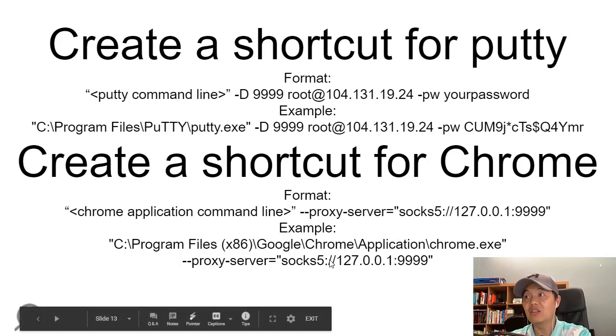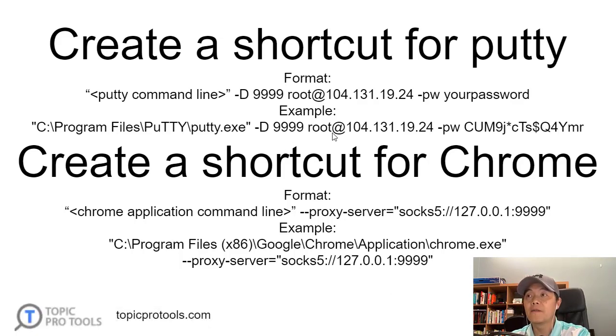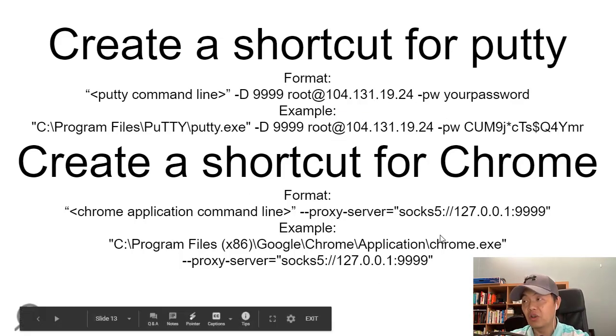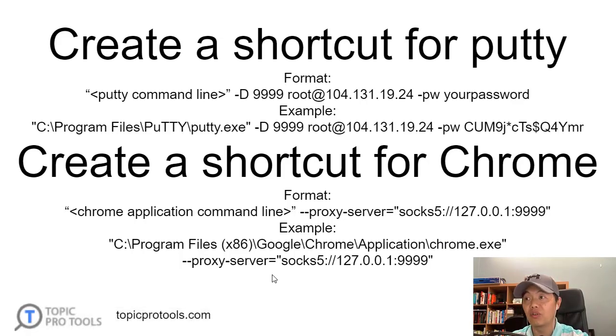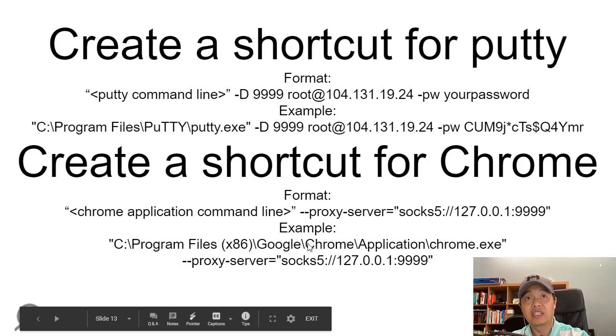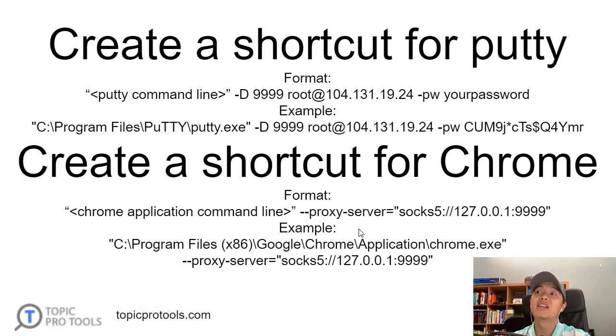So you just need to follow this, and after that's done, what you need to do is open your Putty, so that will log in automatically, and then open your Chrome browser. Make sure you have all your Chrome browsers closed before you open the shortcut again, right? After that, you can test the IP address by typing "what is my IP address" on Google, and then you will see that.